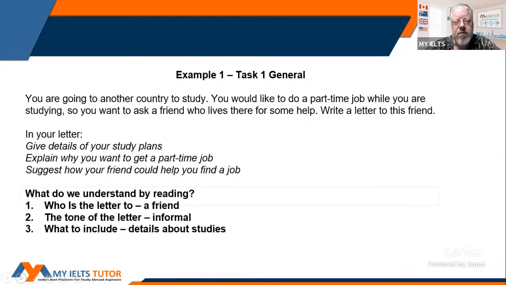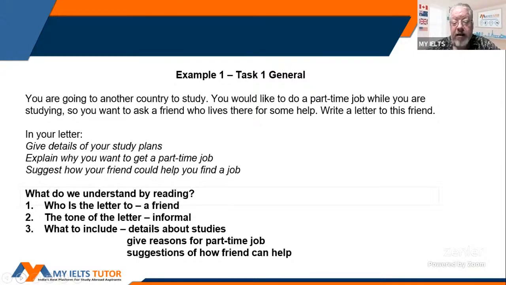Then we also know what to include. We need to talk about details about studies, and we see this in the first bullet point. Then the next thing, give reasons for why you want a part-time job. That's the second bullet point. And third, suggestions of how the friend can help. That's the third bullet point. So these are the things we need to understand from this entire letter prompt, okay? Those are the things that we're looking for.